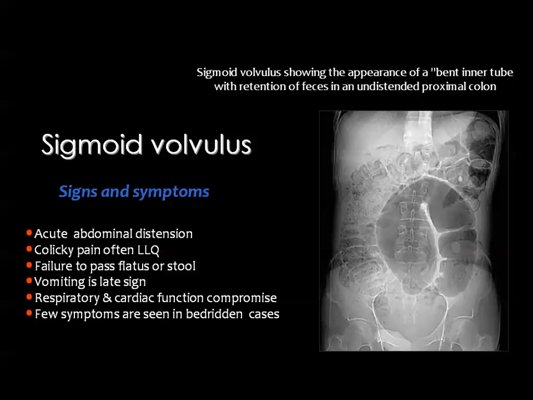I have to say that the plain film is the most reliable imaging technique for diagnosis of volvulus of the sigmoid and also the volvulus of the cecum. The symptoms of sigmoid volvulus include acute abdominal distension, colicky pain in the left lower quadrant, failure to pass flatus or stool, and vomiting is a late sign. Respiratory and cardiac function compromise, and these symptoms are almost absent in patients who are bedridden.